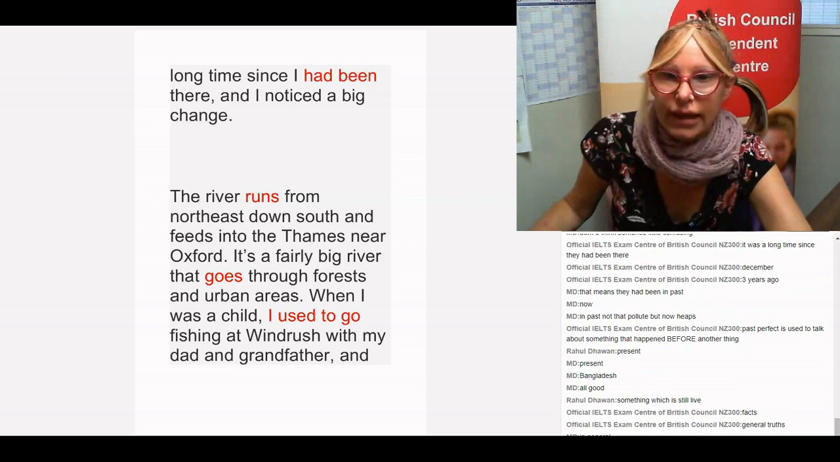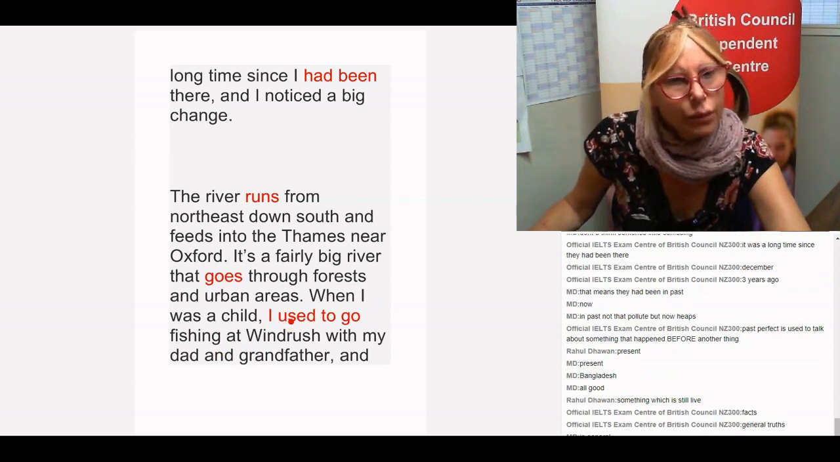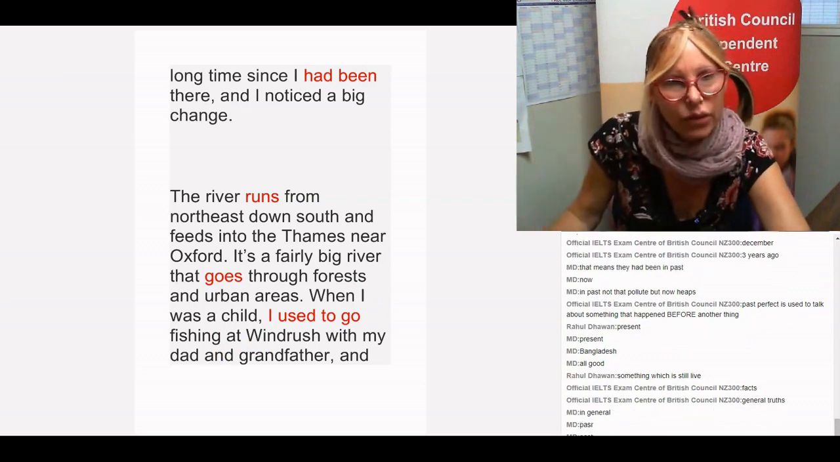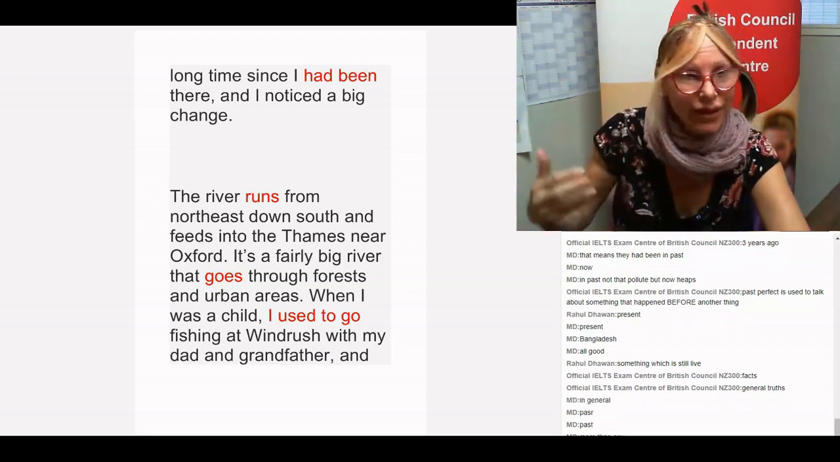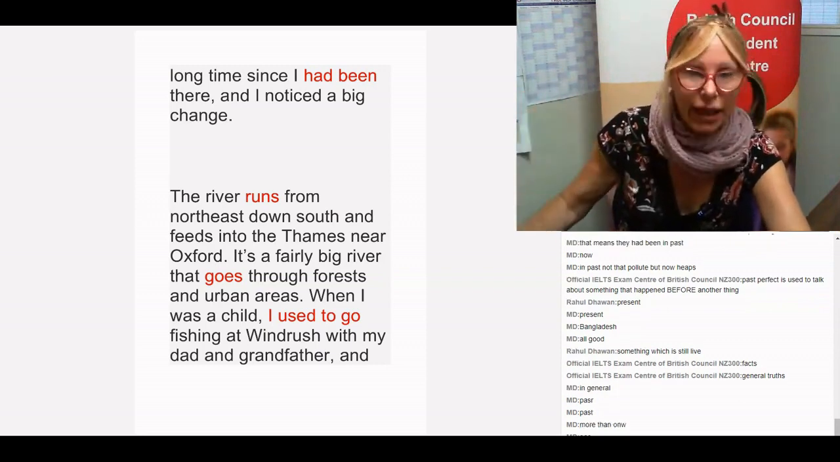Okay, so then we've got the next tenses. When I was a child, I used to go fishing at Windrush with my dad and grandfather. So can we talk about this tense here? Used to do something. But there's something a little bit more to it than just, is it one time or is it more than one time? Yeah, it's more than one time. Used to go is a frequent thing, isn't it? So I used to go swimming, I used to go to the beach, I used to do this, I used to do this, like a habit.